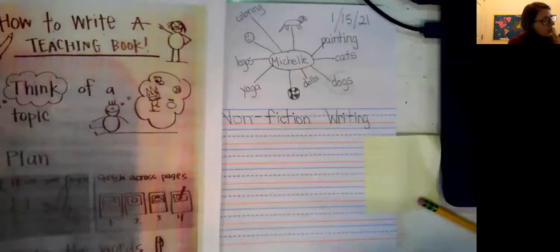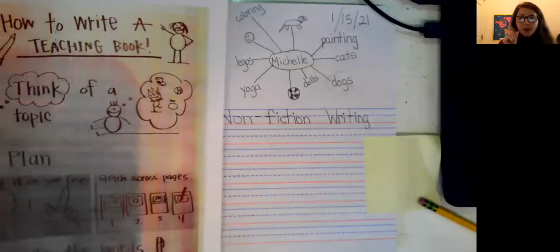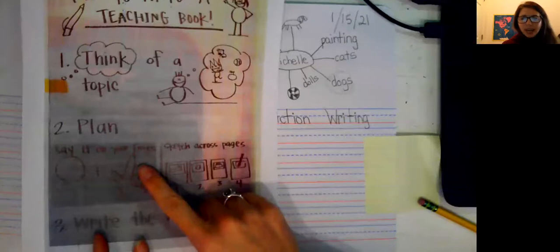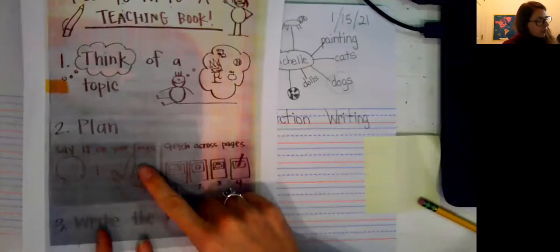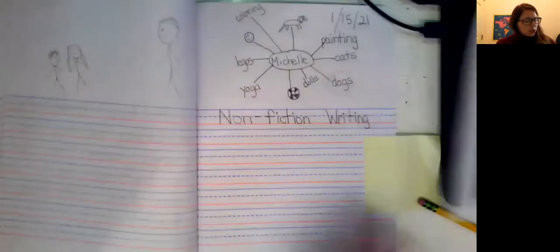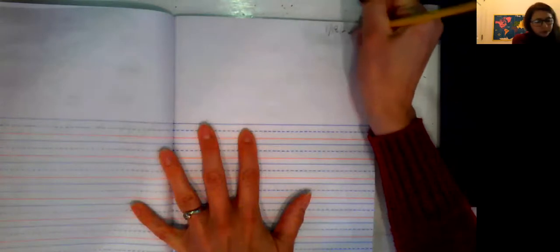Okay. So I thought of my topic and I picked my favorite topic. I picked one that I want to write about today. Now I need to plan. I need to say on my fingers everything I know about dogs and how to be a good dog owner. Okay. And then I need to sketch across my pages. So I'm going to go ahead and turn my page. I'm going to write the date at the top of my story paper, January 18th, 2021.